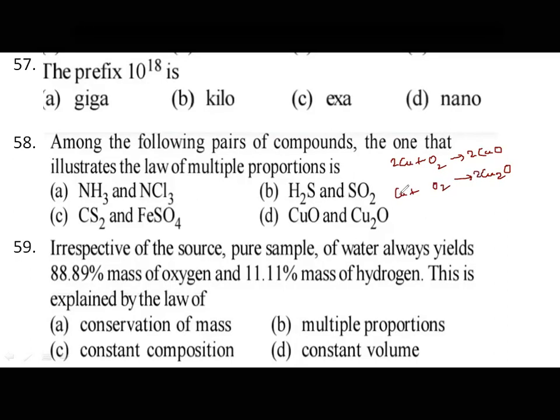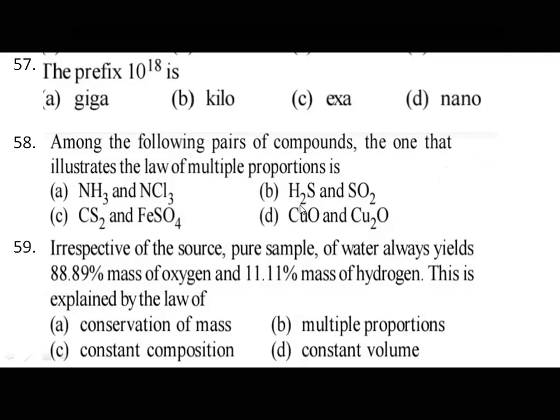So I'll write 2 here and I'll write 4 here. So O2 is fixed, copper, so it is 2 is to 4, that is 1 is to 2. Yes, I cannot write half. It is a simple whole number ratio. So this obeys the law of multiple proportions. Option D. Okay. Next question.